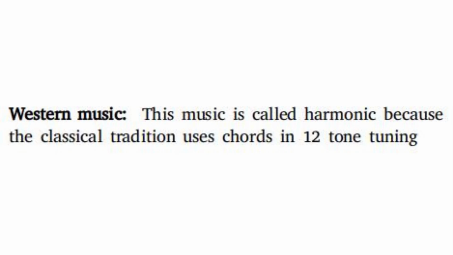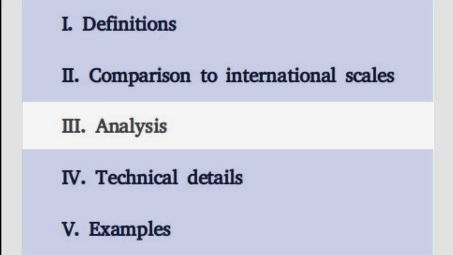Western music is called harmonic because it uses chords. This is not just a guitar being strummed to accompany a singer, but also choirs, orchestras, bands, and even children's songs sung in a round. This section covers how 12-tone tuning came about and how it has been used and modified.